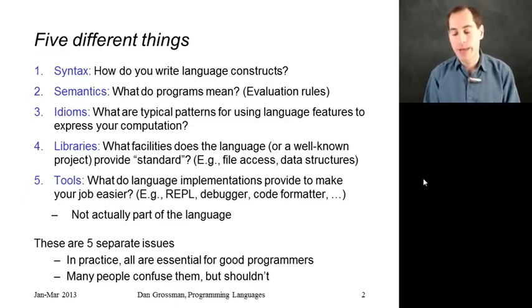Okay? So these are 5 separate issues. In practice, if you want to be an effective programmer, you need to get good at all 5 of these things: learning syntax, semantics, idioms, new libraries, and tools. I would like you to be good about keeping these ideas separate. People often confuse them. It's a pet peeve of mine when someone says, oh, I like the ML language because it has a REPL. That has nothing to do with the ML language. That's a tool provided by a particular implementation of the language. It's good to keep those ideas separate in your head.